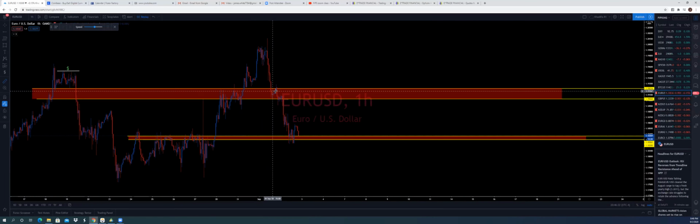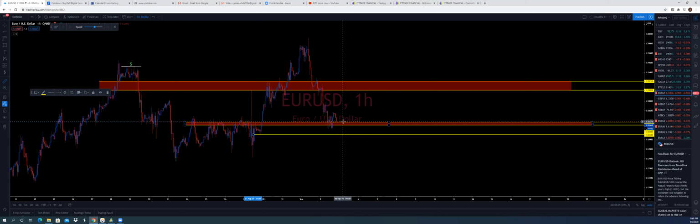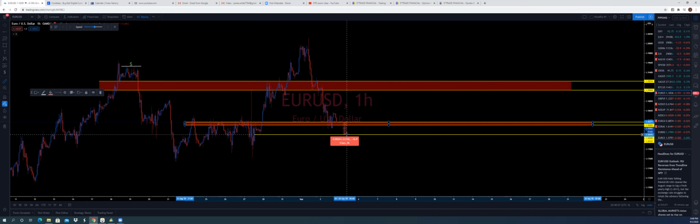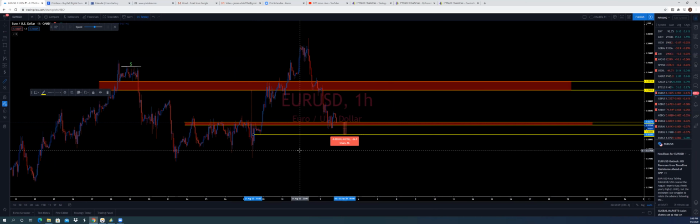So yeah, now what I'm looking for, looking back at the dollar, if the dollar keeps pumping up, if the dollar pushes through this level right here, and looking at Euro USD, I would want to see Euro USD come back down, maybe.